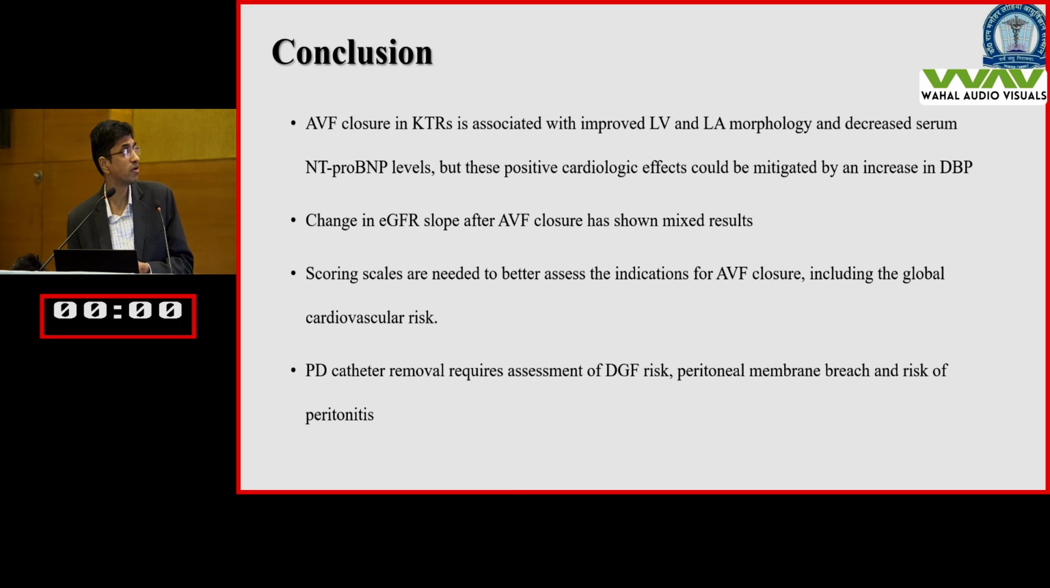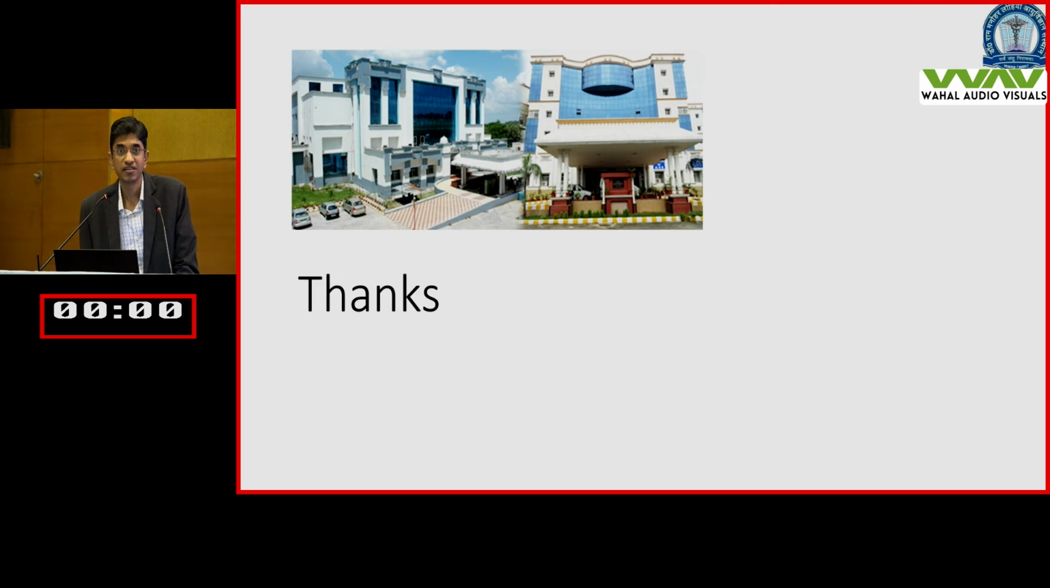Maybe availability of more scoring scales could lead to better decision making when it comes to closure of fistulas, which includes a global cardiovascular risk assessment as well. And keeping a PD catheter requires a good assessment of DGF risk, peritoneal membrane breach, and the risk of peritonitis. Thanks for patient listening.